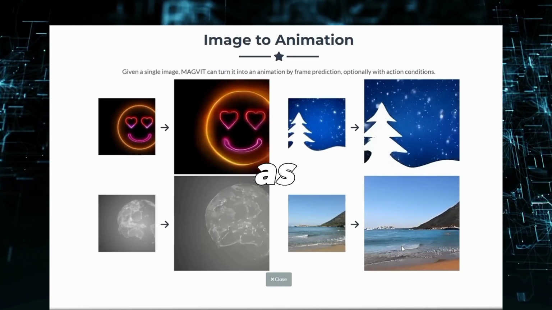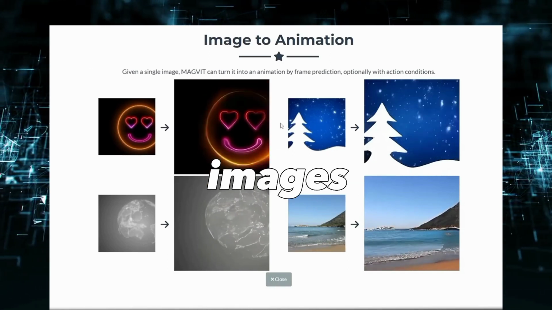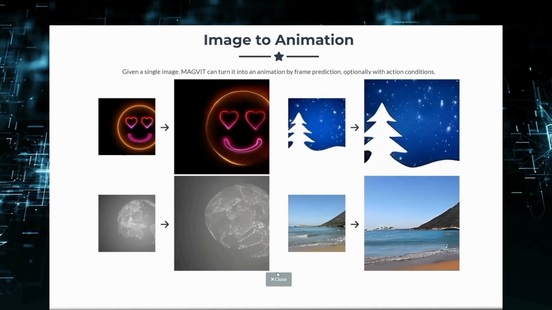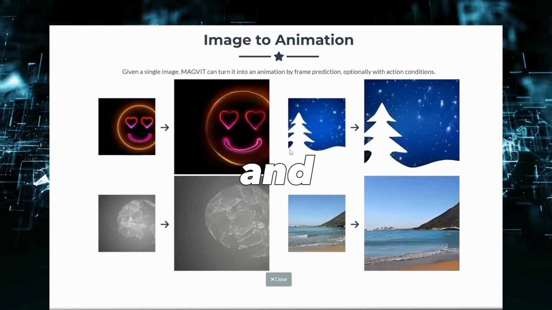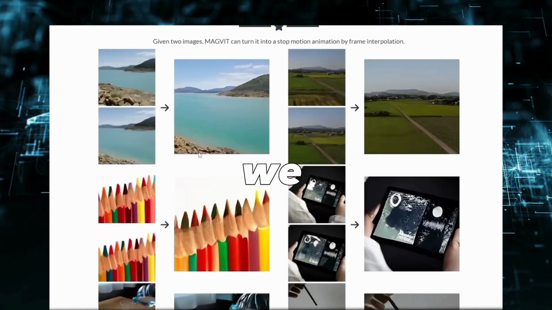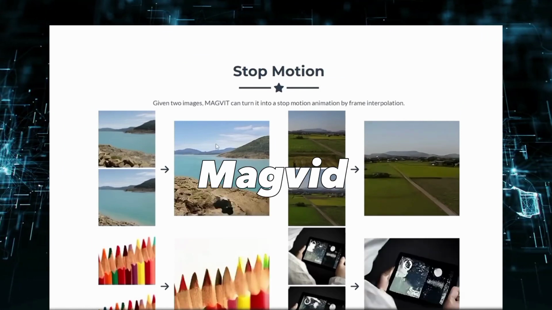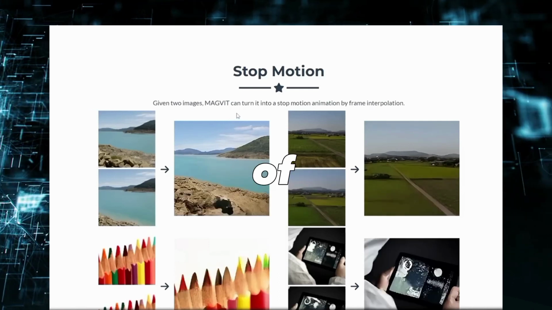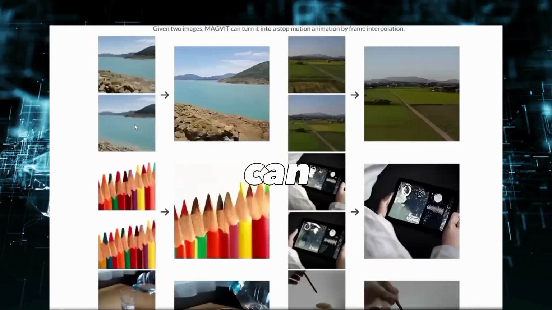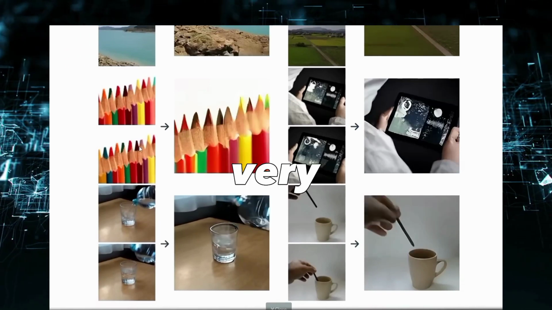Now, this example wasn't as good, but it does show that the future applications are going to be interesting. So it says, given two images, MAGVIT can turn it into a stop-motion animation by frame interpolation. That's essentially where you have two images, and it's easily represented by this one right here. We have the brown pencil over here. Then we have the brown pencil moved to the right. And of course, once we have these two images, MAGVIT is then going to combine them and move them in a specific direction. So using what it knows about the two images, it can combine them to create a specific video animation, which would be very, very interesting.